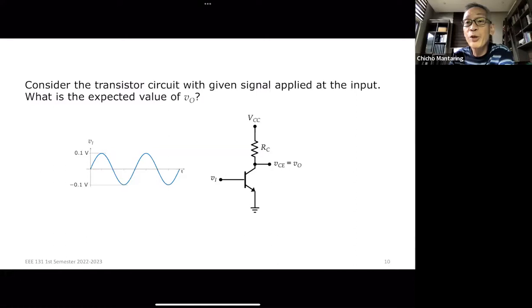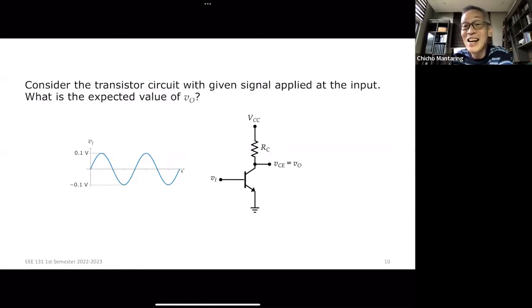Can I have a brave soul try to answer the question? So I have this input signal. I apply it to the base here. What do I expect to happen at VO? No one?